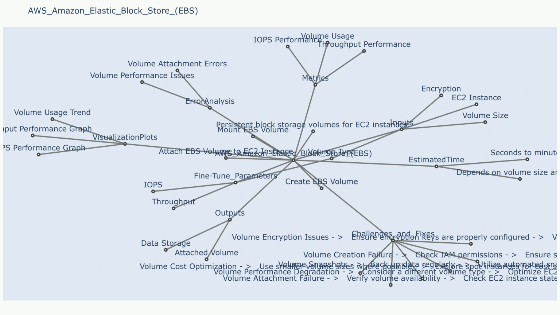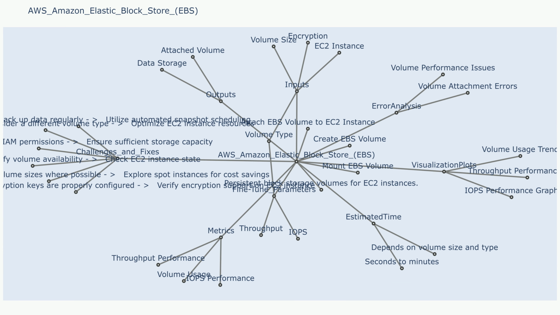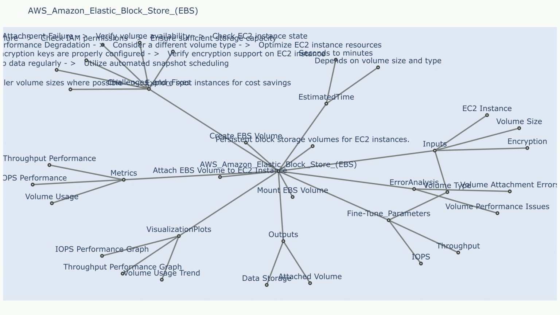Subnet selection for network-attached volumes. Purpose: to determine the network connectivity and accessibility of EBS volumes for specific EC2 instances. Explanation: when creating a network-attached EBS volume, you need to specify a subnet within the same VPC (virtual private cloud) as your EC2 instance. This ensures that the volume and instance can communicate over the network.